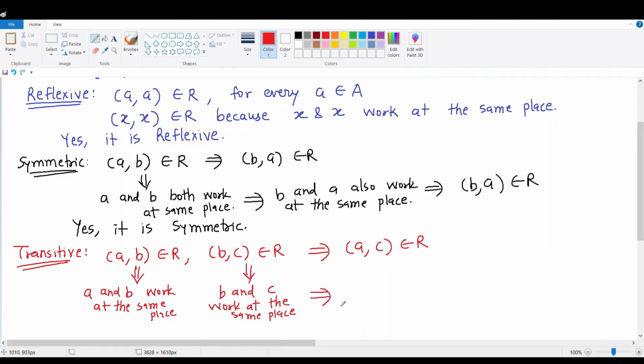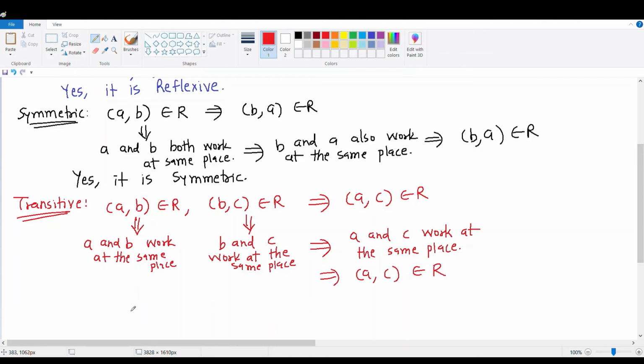So this implies that A and C work at the same place, and since they work at the same place, we can say A comma C belongs to R, right? So it is transitive as well. So yes, it is transitive.